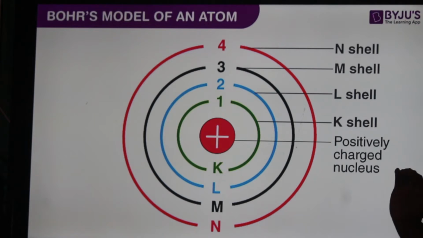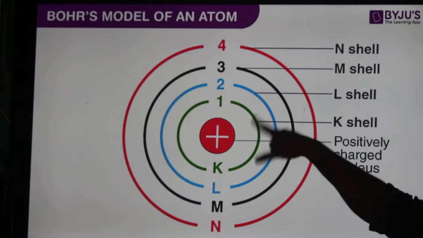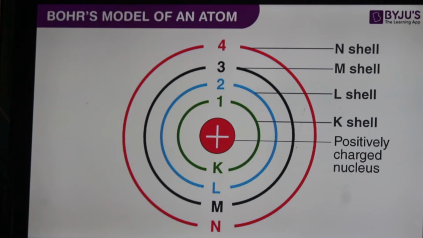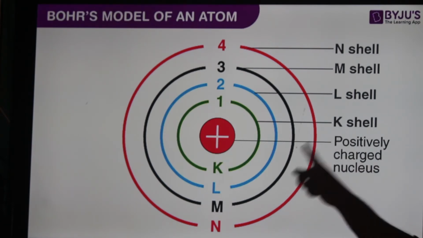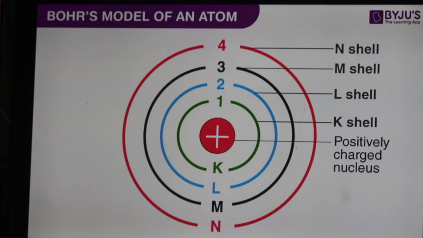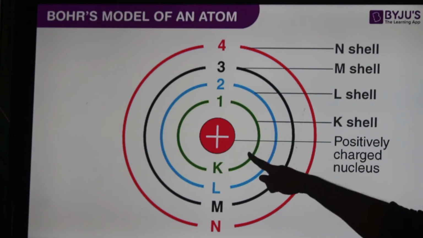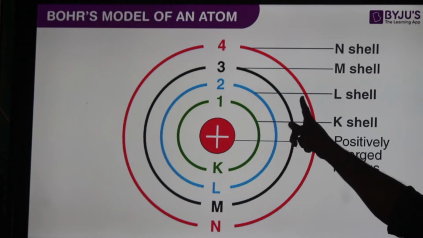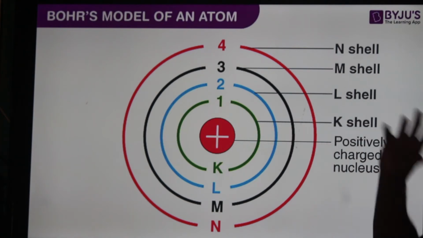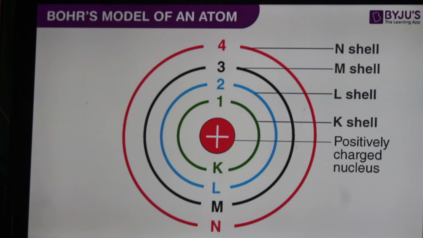Here you know that different shells have different energy levels. So shells or orbits are also known as energy levels. Clear? When we go to the outer side of the nucleus, the energy of the electron increases. What is the reason for that? The force of attraction between the nucleus and the outermost shell decreases, so the energy increases.